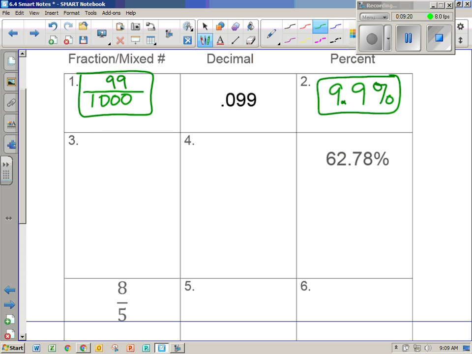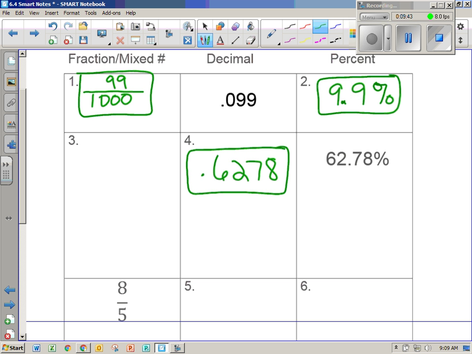Number 3 and 4. So great, we're starting with a percentage. This is what we did in this lesson alone. So to get to a decimal, remember the decimal is always smaller than the percentage. So you're going to have to shift 2 to the left. So you get 0.6278. Done, no work.